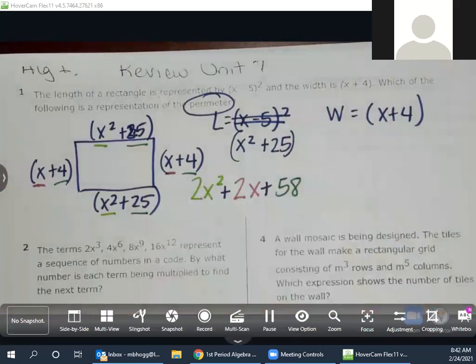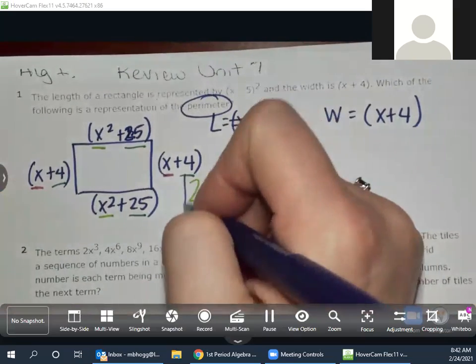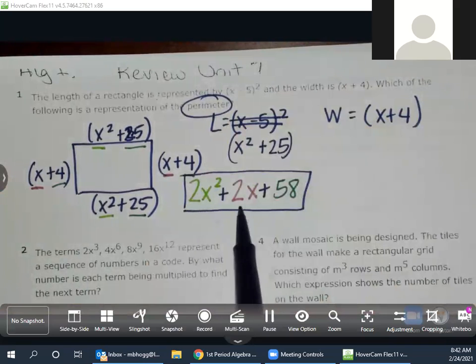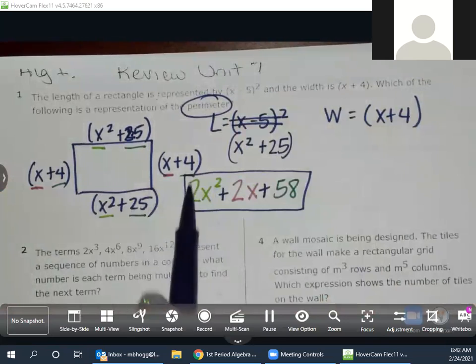So this is the answer. The perimeter of this rectangle would be 2x squared plus 2x plus 58. You're just adding all the sides. It's perimeter.